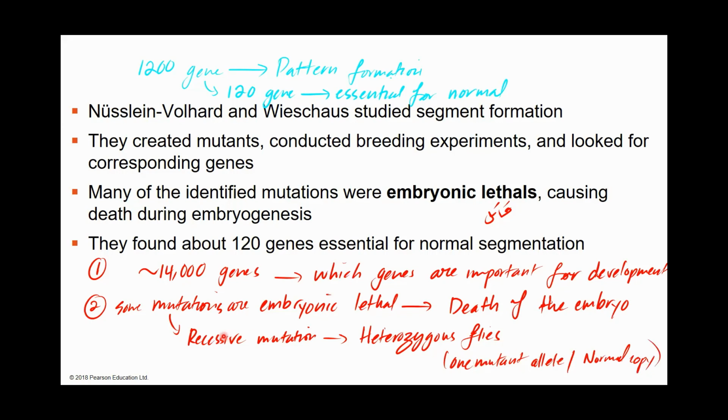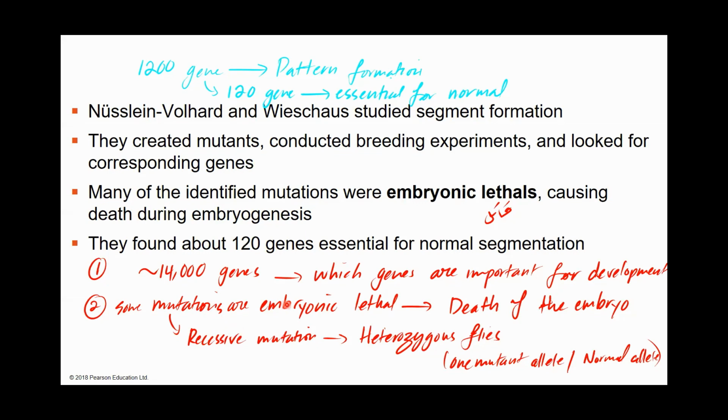But if the mutation is recessive, the presence of one normal copy of the gene is enough, and it will not cause death. So the idea here, instead of inducing embryonic lethal mutations in both copies of the gene, they will look for heterozygous flies, mutant flies that have a mutation in only one of the alleles of the gene, and that mutation should be recessive. It shouldn't be dominant.